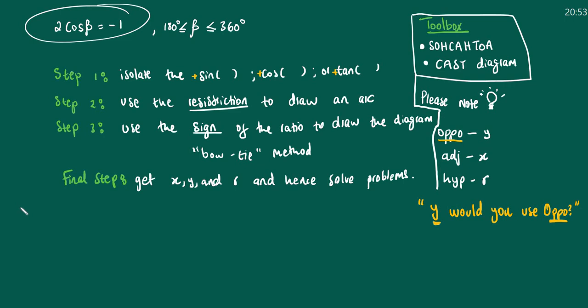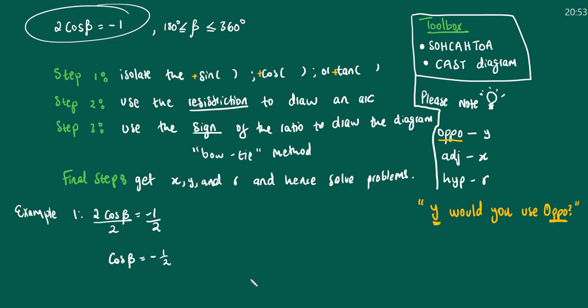So here is an example 1. Let's call this example 1, right? So you would write 2 cos beta equals -1. And then to isolate the ratio, you divide by 2 both sides, so that you have cos beta is equal to -1/2.